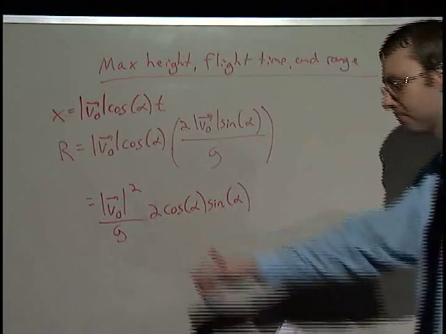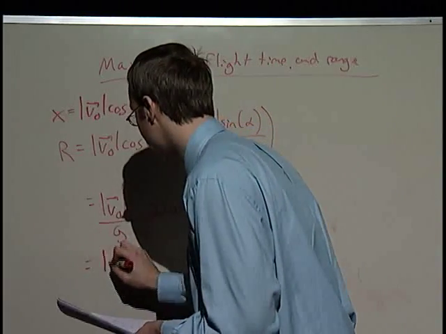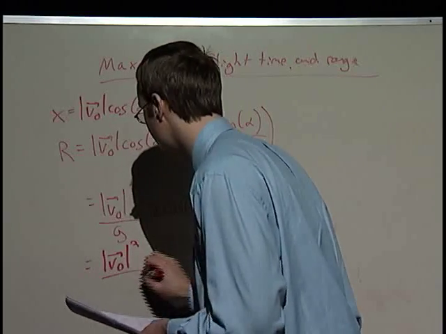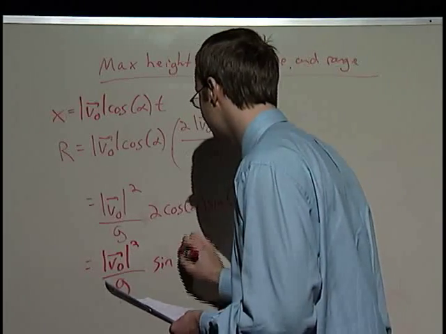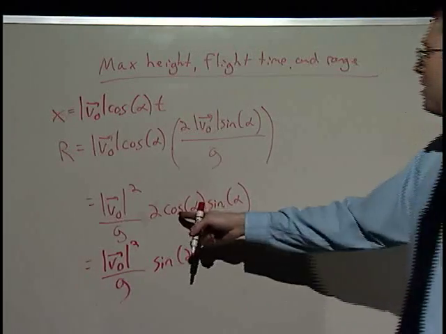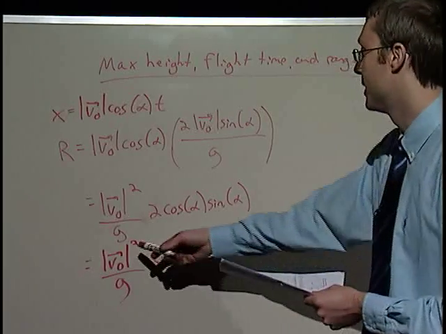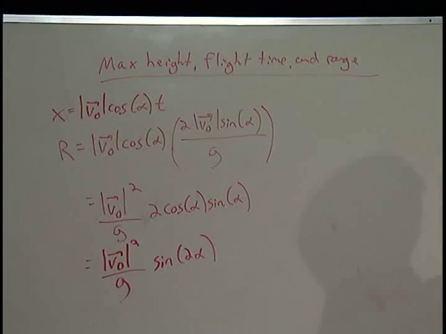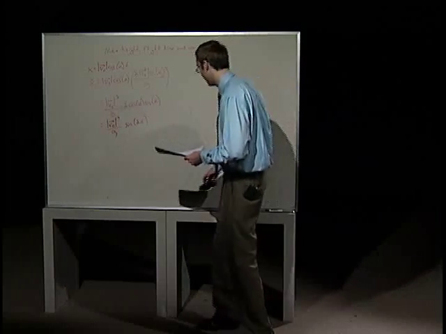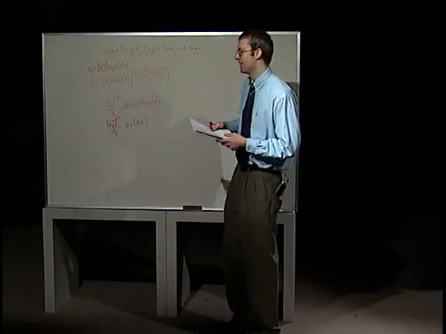And then what do you use here? A trig identity. If you think back to your catalog of trig identities, 2 cosine alpha sine alpha is the same as sine 2 alpha. So this is going to be your max range. Well, we can get even better than that. I said that height depends on firing angle, and so does range.